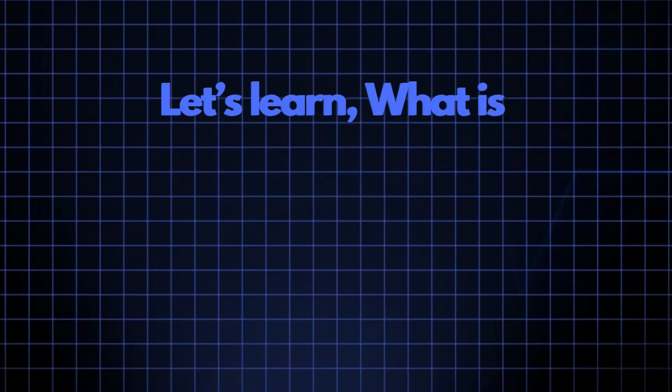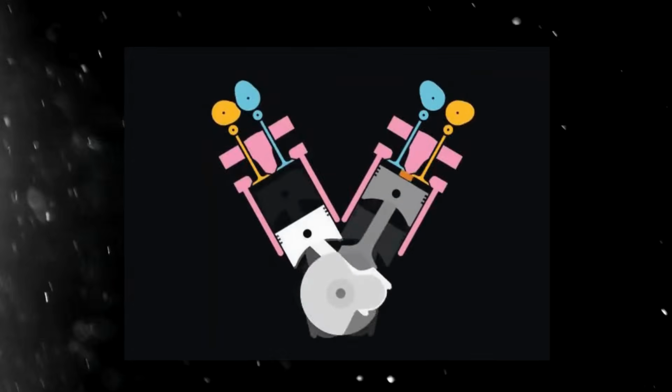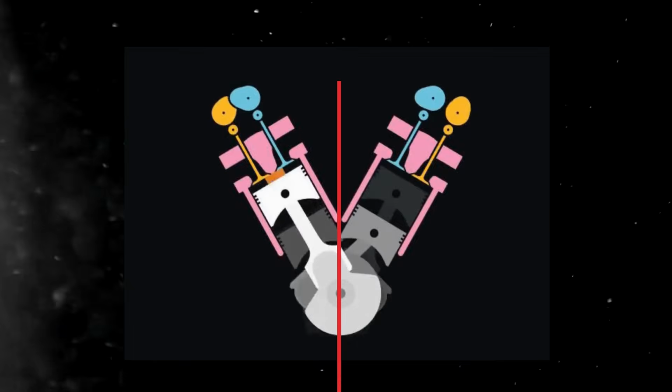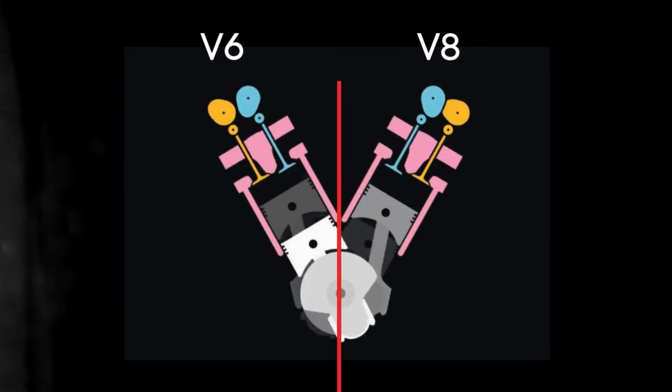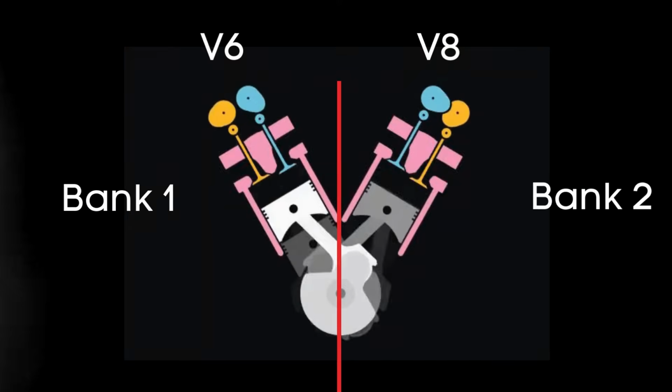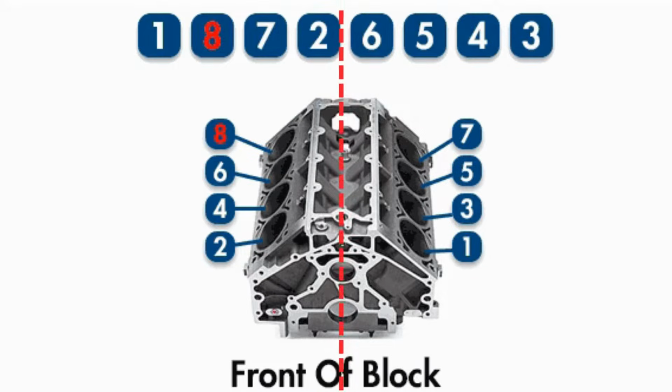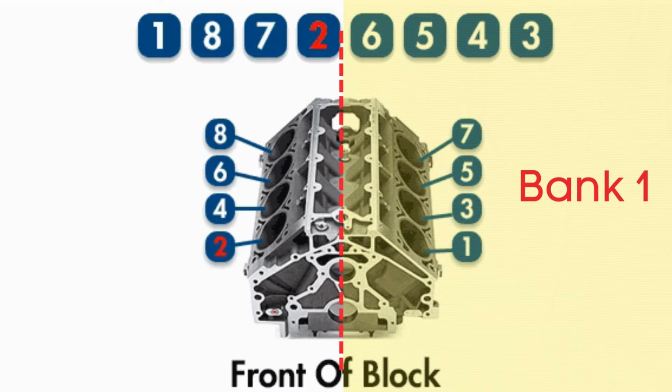Now let's learn what is bank 1. In engines with multiple cylinder banks, like V6 or V8 engines, you'll have two sides or banks of cylinders. Bank 1 typically refers to the side of the engine where cylinder 1 is located, and bank 2 is on the opposite side.